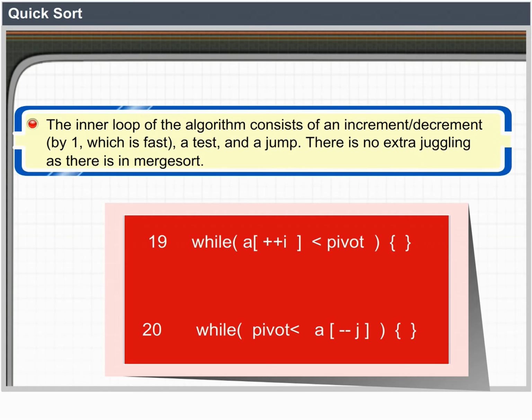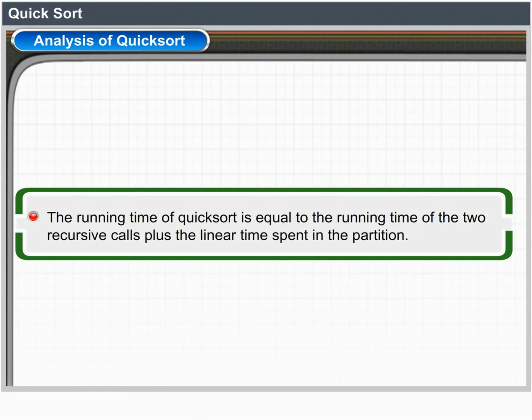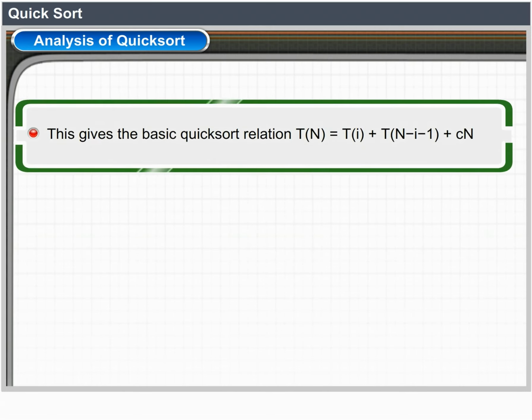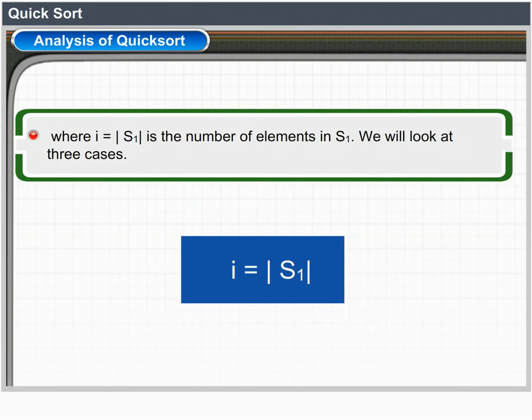Analysis of quicksort. The running time of quicksort is equal to the running time of the 2 recursive calls plus the linear time spent in the partition. This gives the basic quicksort relation T of n equals T of i plus T of n minus i minus 1 plus c into n, where i equals the modulus of S1, the number of elements in S1. We will look at 3 cases.